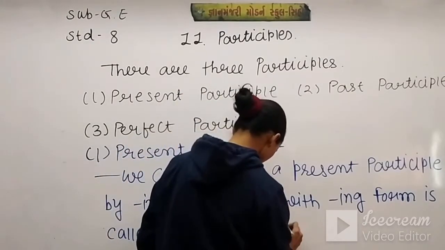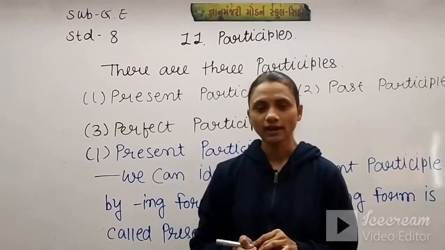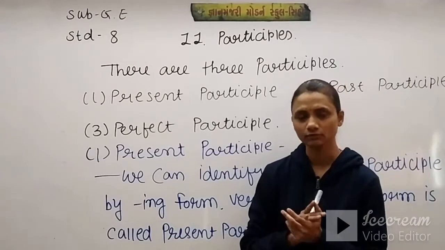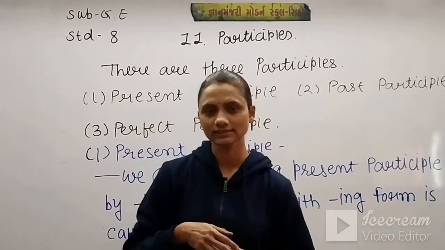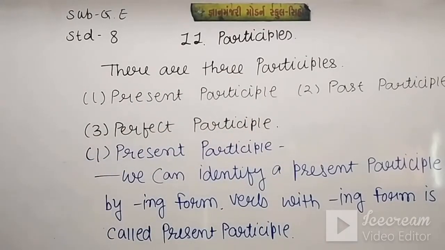In present participle you have a verb and after that you have the ing form. So verb with ing form which is used as an adjective or as a verb in the sentence is called present participle. Now I will give you an example. Please first note down this, after that I will give you the example. Please note down.